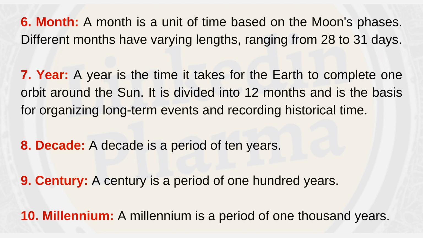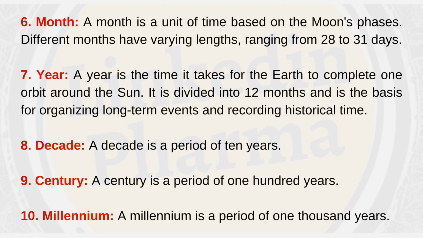Month. A month is a unit of time based on the moon's phases. Different months have varying lengths, ranging from 28 to 31 days. Year. A year is the time it takes for the Earth to complete one orbit around the Sun. It is divided into 12 months and is the basis for organizing long-term events and recording historical time.